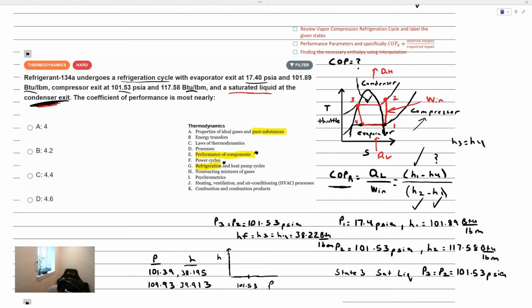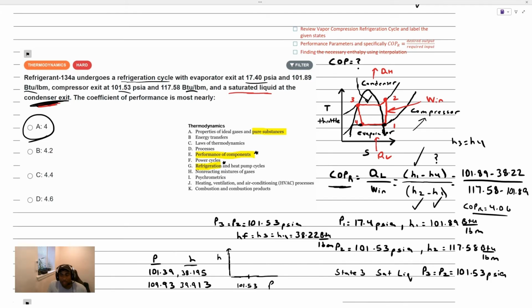If I go ahead and plug that into my equation right here, the enthalpy at state point 1 was equal to 101.89. Enthalpy at state point 4 is 38.22. Divide that by the enthalpy at state point 2, 117.58 minus 101.89 here. If we plug that into the calculator here, 4.06, that looks to be closest to choice A. So that's the solution here. If you want to see more calculator tips, you can refer to the video that I'm going to put on screen right here. Okay, let's move on to the next problem.